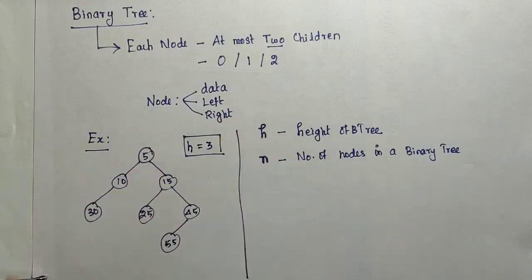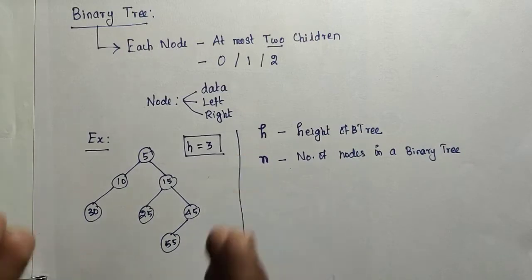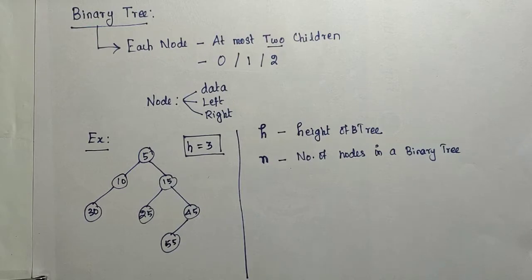So if h equals 3, for this height 3 you construct the binary tree. We have to say how many maximum number of nodes I can add with this height. Similarly, minimum number of nodes required for constructing the binary tree with height 3. Like that we have to say the answer.